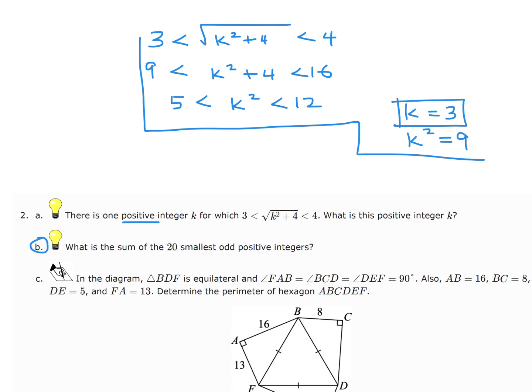What is the sum of the 20 smallest odd positive integers? Okay. All right, so the smallest ones are 1, 3, 5, 7, and so on, right? And there are 20 of them. So the 20th one, I guess, would be, let's just keep going here: 33, 35, 37, 39, I believe, is the 20th one.